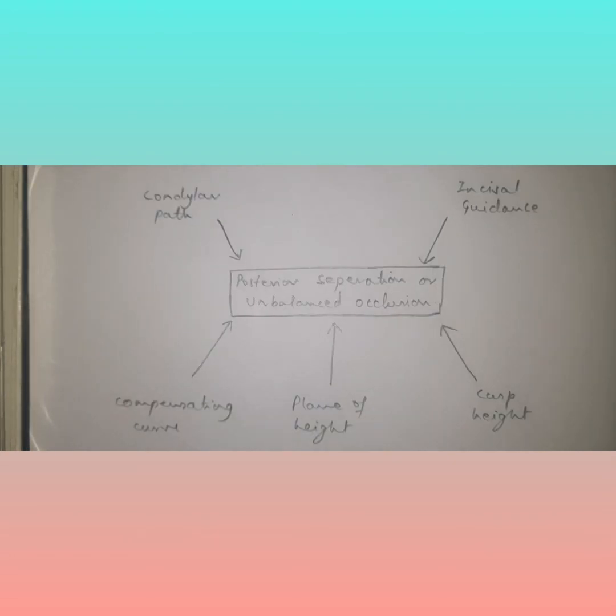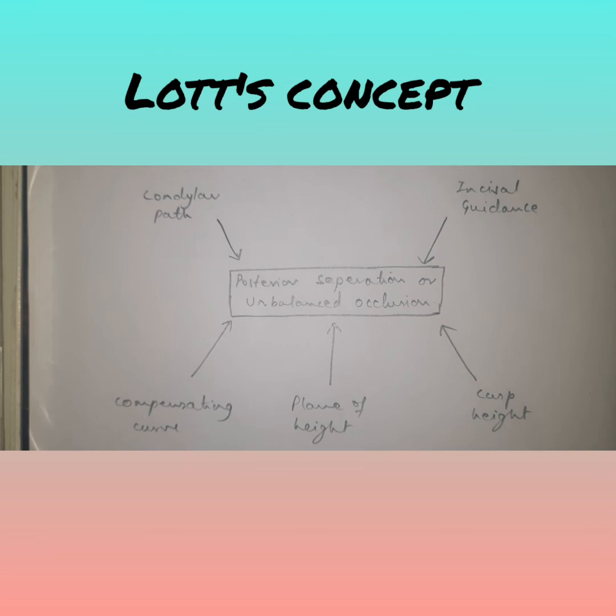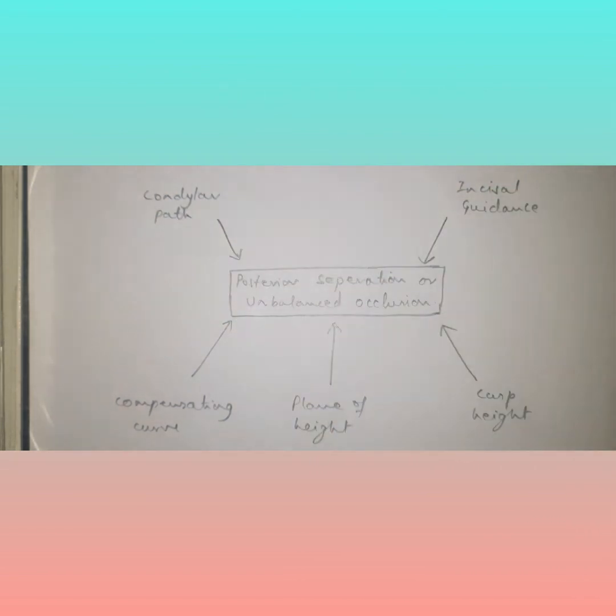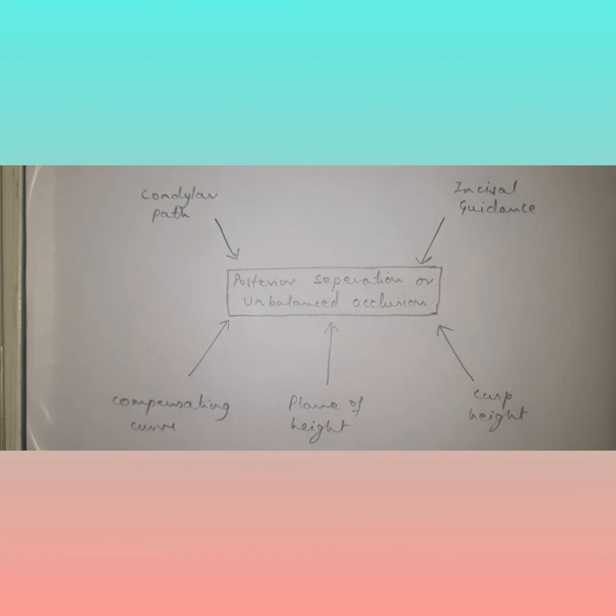Next is Lott's concept, which was given by F. Lott, and he studied Hanau's work and clarified the laws of occlusion by relating them to the posterior separation, which is the resultant of the guiding factors. So according to him, what are Lott's laws of occlusion? One is, the greater the angle of the condylar path, the greater will be the posterior separation. That's how this posterior separation will be there during protrusive movement, as the patient is bringing the jaw forward in protrusion.